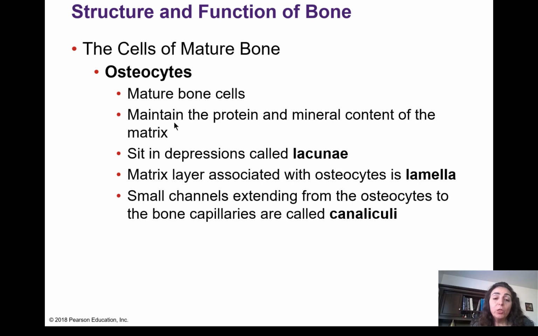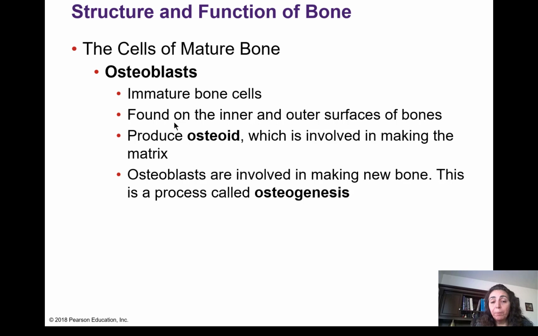So we have a small channel extending from the osteocytes to the bone capillaries, and they are called canaliculi, meaning little canal, right? Now let's go see all these ones. After I explain all these four types of cells, I'll show you the picture.